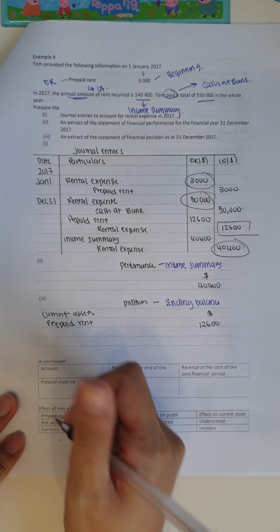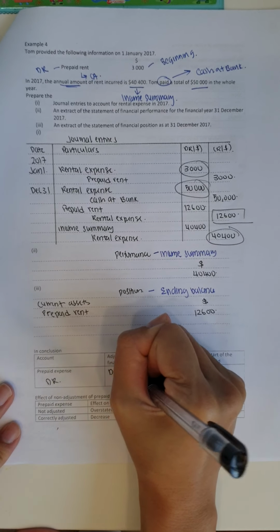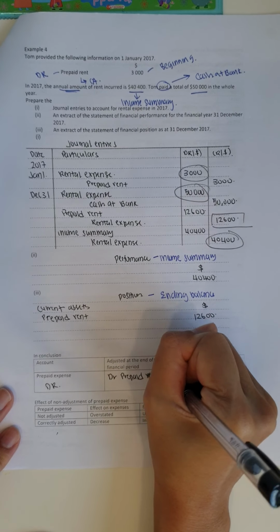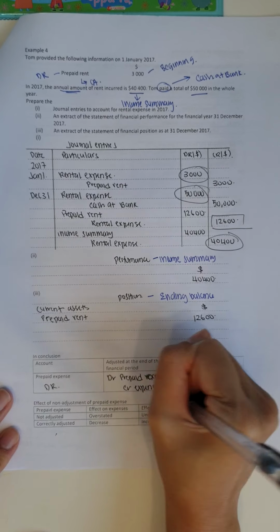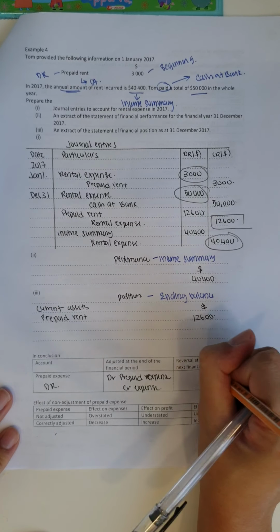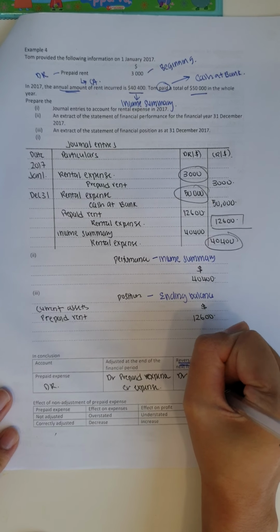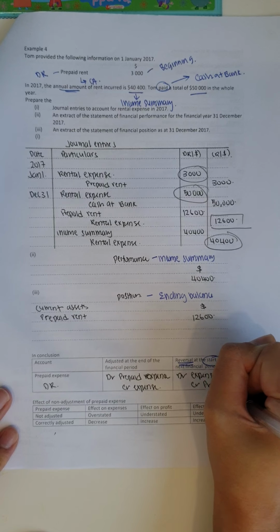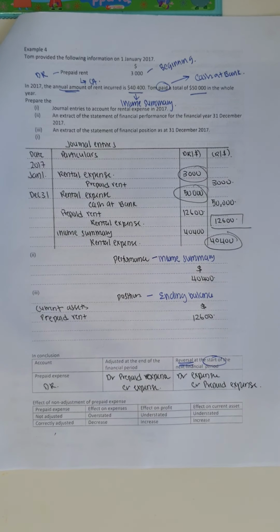In conclusion, if it's a prepaid expense, at the end of the year I just put accordingly. This is a debit: debit prepaid expense, credit your expense. But at the start of the next year, it is a reversal: you debit your expense, credit prepaid expense.